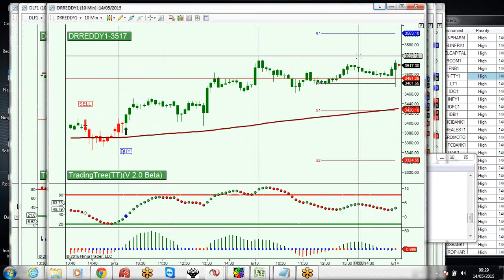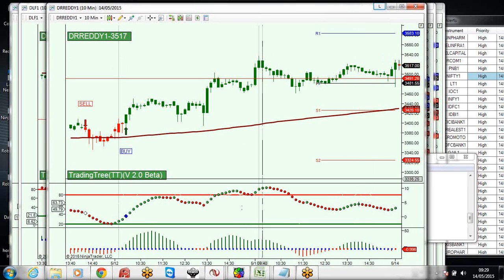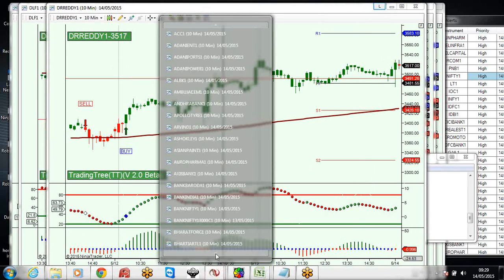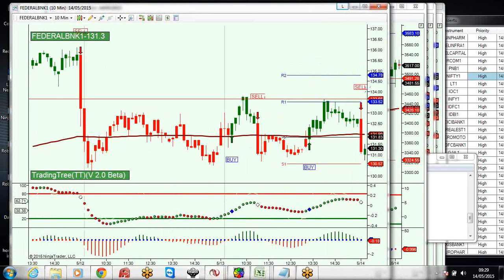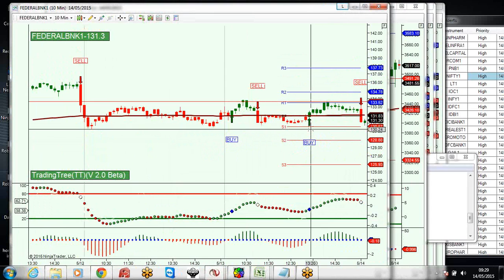Dr. Reddy, you can buy it at this level, 3537. Federal Bank, you can short it below this, 130.30.